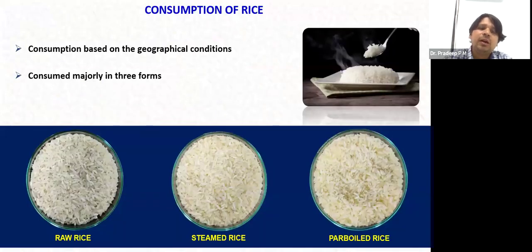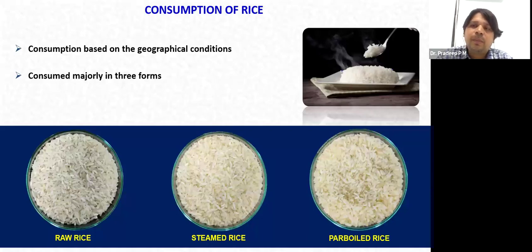Majorly we have three types of rice available in the market. One is the raw rice, the second is the steamed rice, and the third is the parboiled rice. The consumption of these three types of rice varies from region to region, based on the geographical area as well. Raw rice is processed this way: once the harvesting is done, the paddy is stored for at least 6 months to 1 year, and then it is subjected to milling. That is called raw rice.